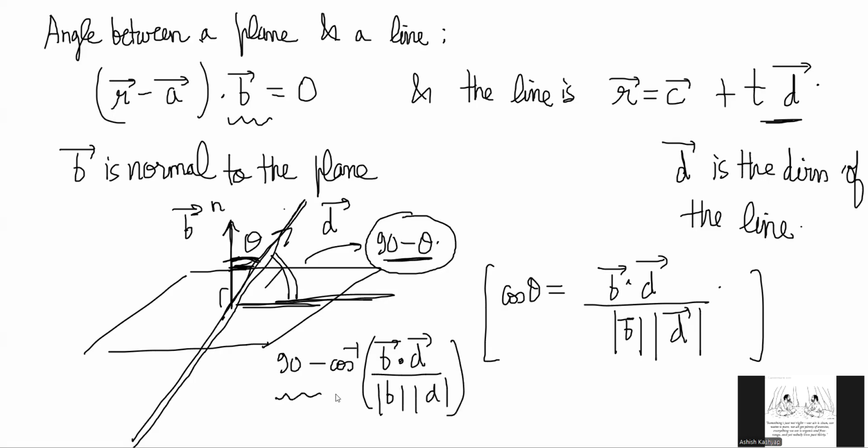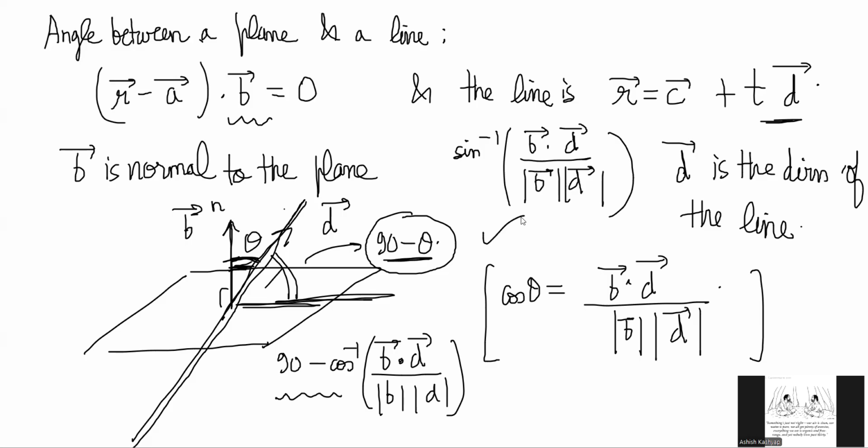And by properties of inverse trigonometric functions, this is simply sine inverse of b dot d by mod b mod d, because cos inverse plus sine inverse for the same angle is going to be equal to pi by 2. So this is the expression that gives us the angle between a plane and the line. And you should understand visually what it means and how we are getting it, right? Okay, let's look at a couple of questions to revise what we have done so far.